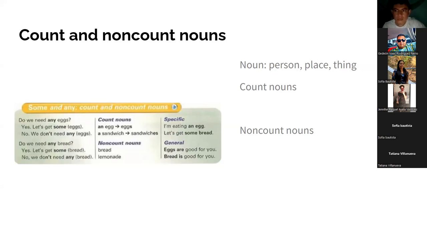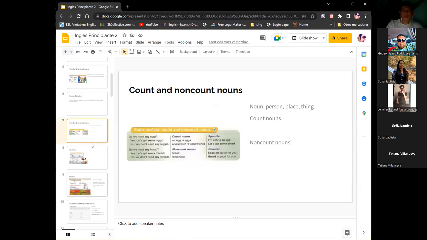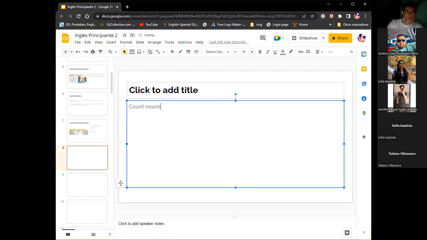Yesterday we had a homework that we have to investigate about count nouns and non-count nouns. Did you do the homework? Yes. Yes, perfect. So we are going to make a little list. Vamos a hacer una pequeña lista de los que investigaron, ¿verdad? Si se repiten, pues ya no los vamos a poner, porque ya los pusimos. Entonces vamos a empezar con los contables. Esos son fáciles, ¿verdad? A ver, ¿quién me puede decir count nouns or countable nouns? ¿Cuáles investigaron?